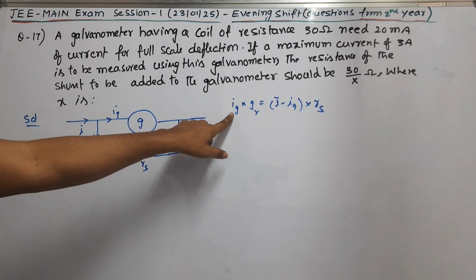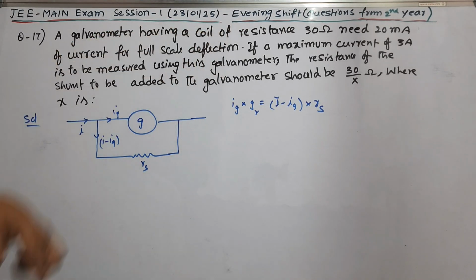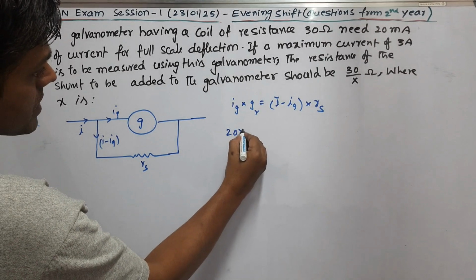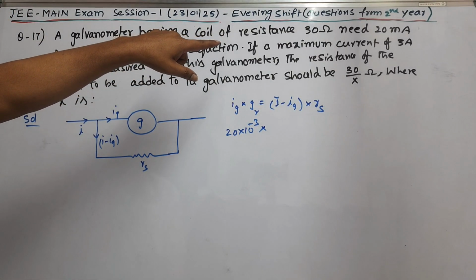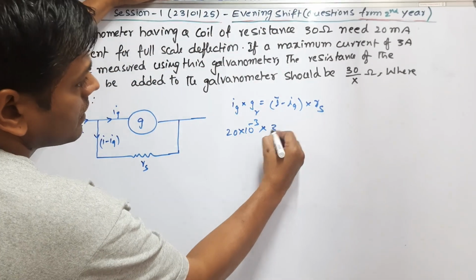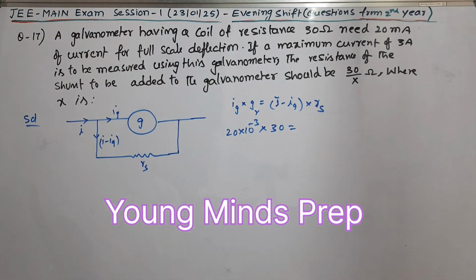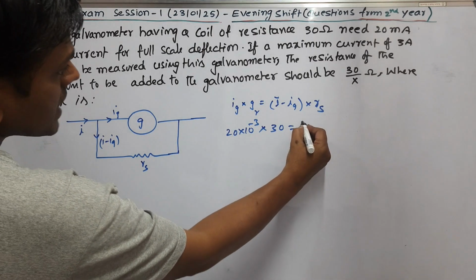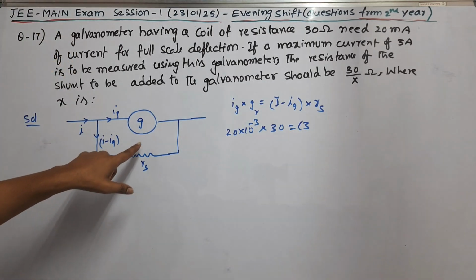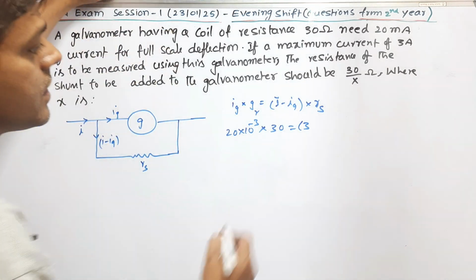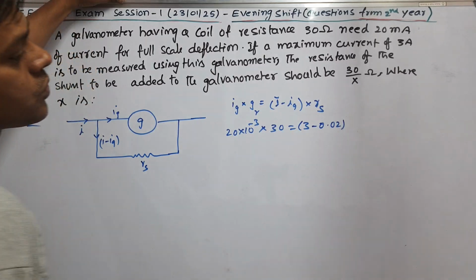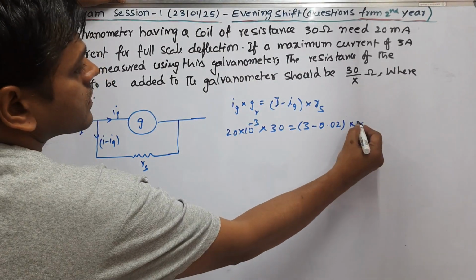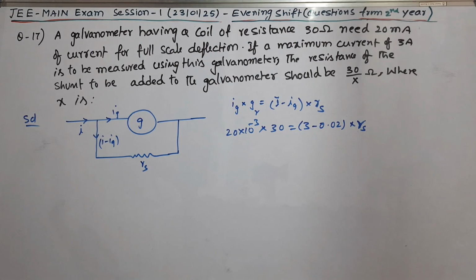Here Ig is given. What is the Ig value? 20 milliampere. So 20 milli means 10 power minus 3, into the galvanometer resistance, which is directly given as 30, is equal to I minus Ig. I is the maximum current to be measured by this ammeter, which is 3. Ig is already given, so 3 minus 0.02, into Rs. The shunt resistance is the value required.